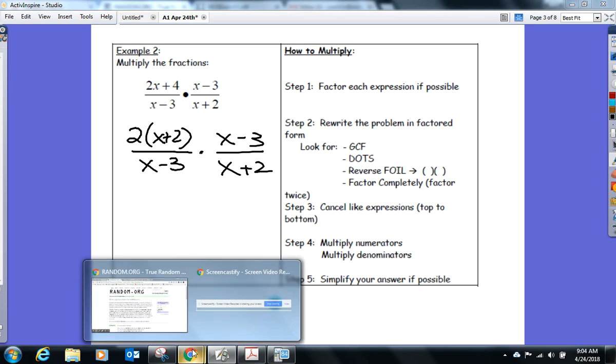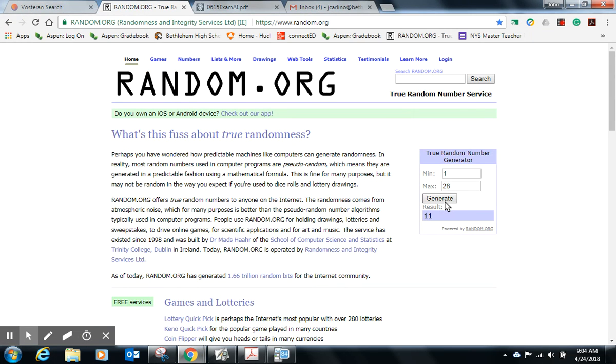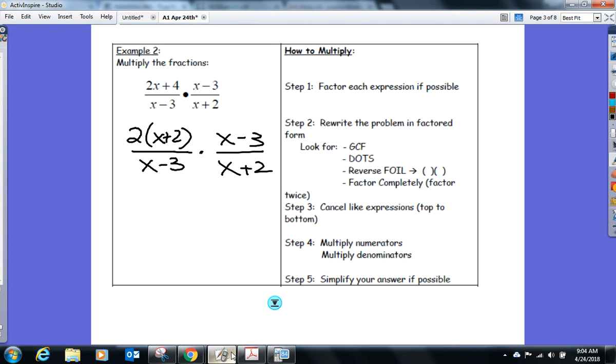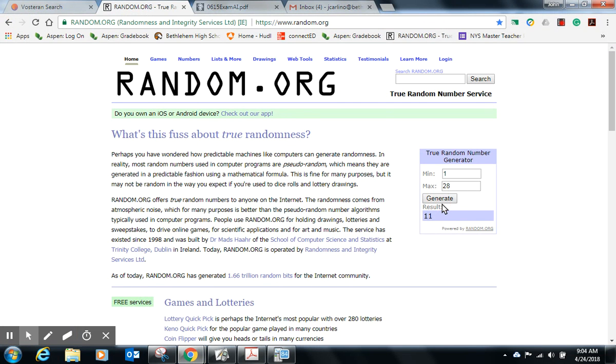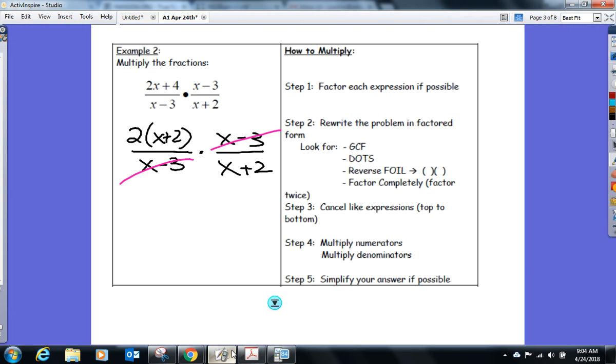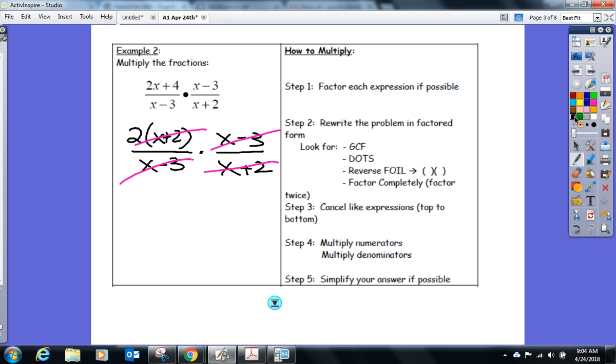All right, what do you want me to get rid of? This is the best part, slashing them out. 11. X minus 3. See ya. All right, more I can slash out. 17. See ya. What's the only thing this comes down to? Multiplying all those together, I end up with an answer of 2.